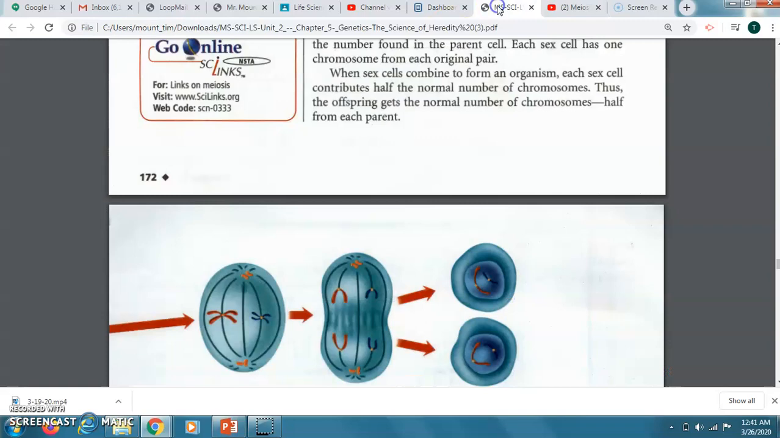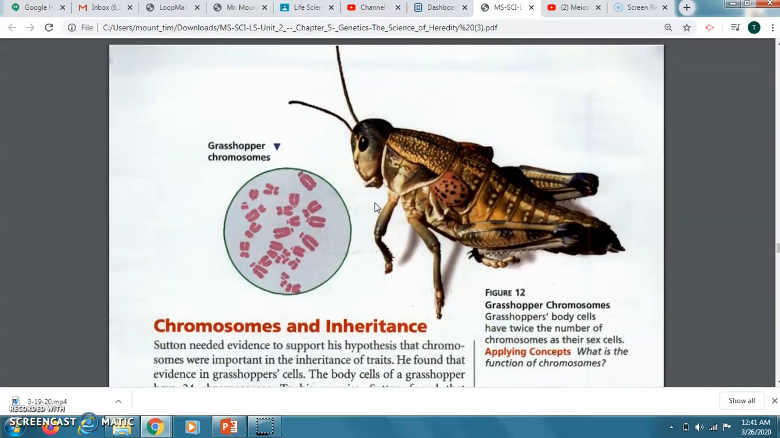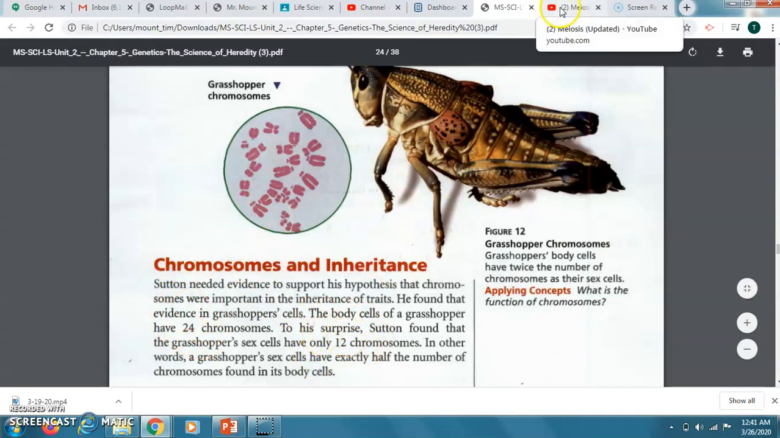If you remember from the book, the example with the grasshoppers, same kind of process, but remember with the grasshoppers, it's going to be 24 chromosomes and then 12 for the sex cells because they're going to be combining together.